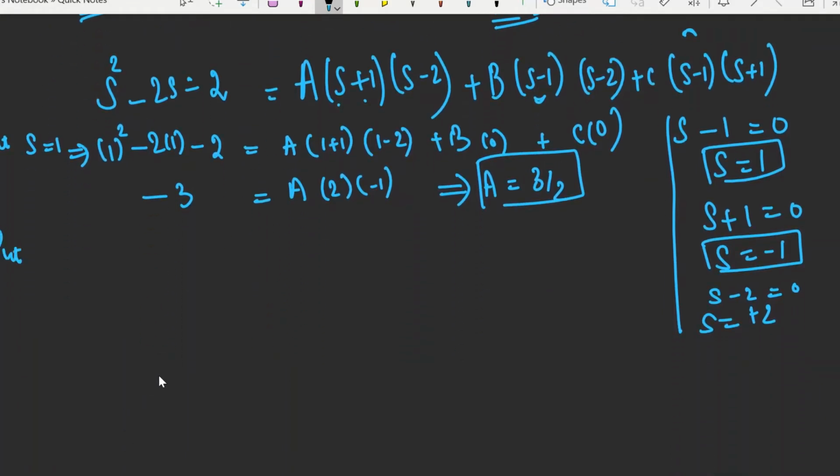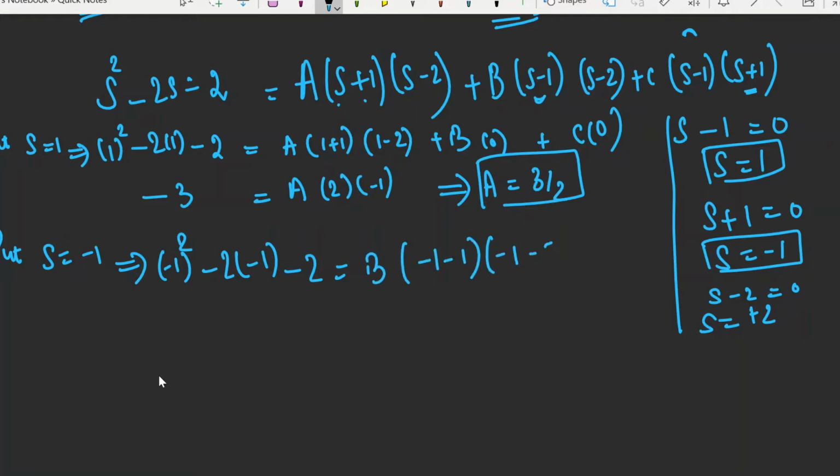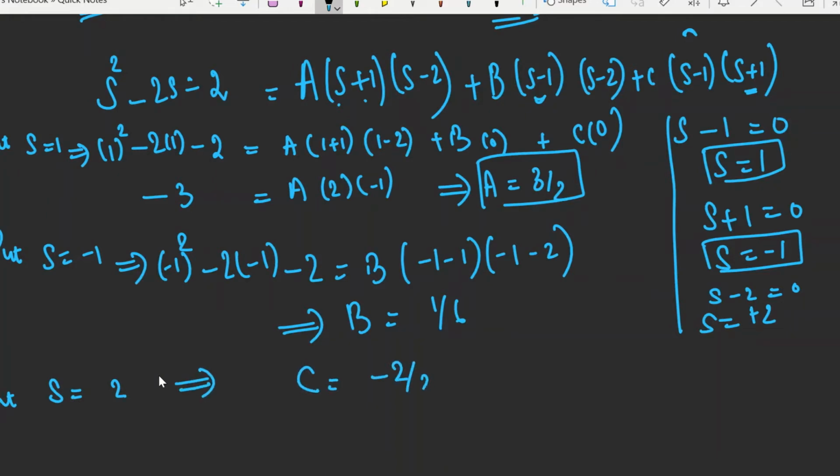Now put s equals minus 1. So minus 1 the whole square, minus 2 times minus 1, minus 2. Here plus 1 minus 1 is 0, here plus 1 minus 1 is 0. b times minus 1 minus 1, minus 1 minus 2. From this, the value of b is 1 divided by 6. Next, the same way, put s equals positive 2, and we will get the value of c as minus 2 divided by 3.